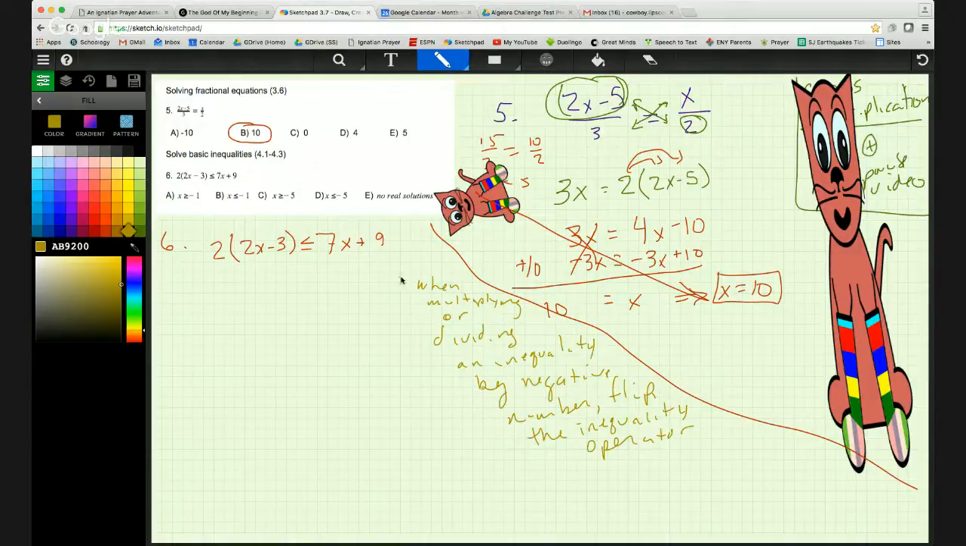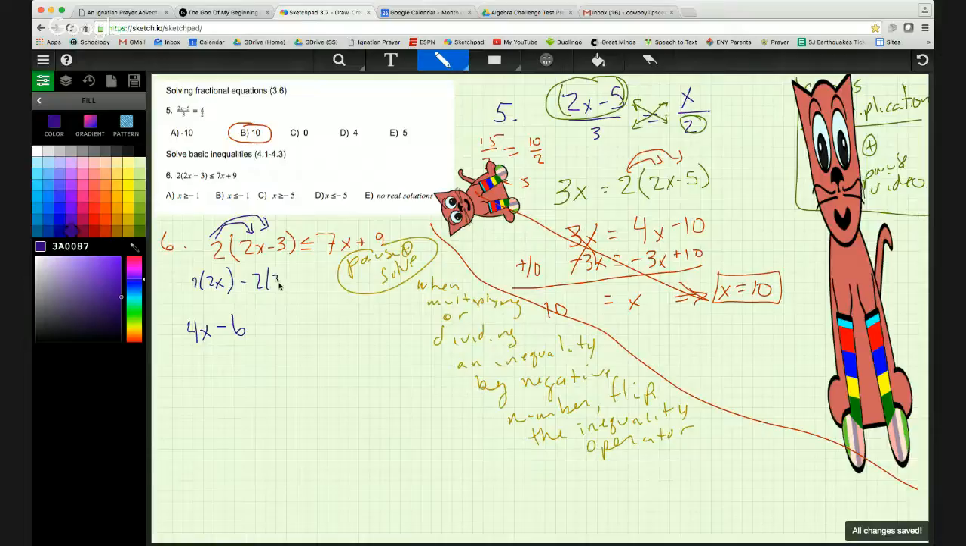So now, pause and solve. Your turn. Okay, assume you're back now. So let's do what we know how to do. The left side's just an expression. We're going to distribute: 2 times 2x minus 2 times 3, which is 4x minus 6. And that's less than or equal to 7x plus 9.